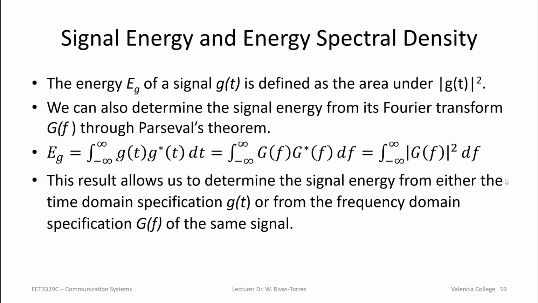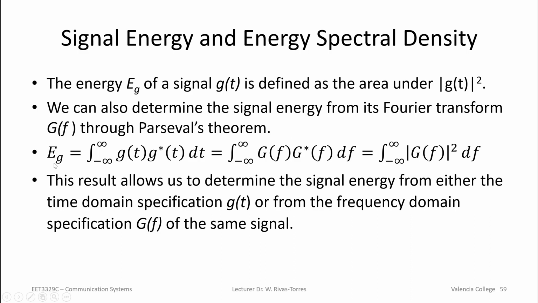Signal energy and energy spectral density. So you have a real signal g(t), and we know that the energy is the area under the graph squared, or the waveform squared, right? So we can determine the energy also from its Fourier transform through Parseval's theorem. Parseval lets us do that.